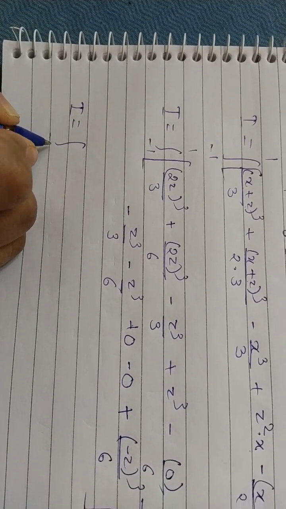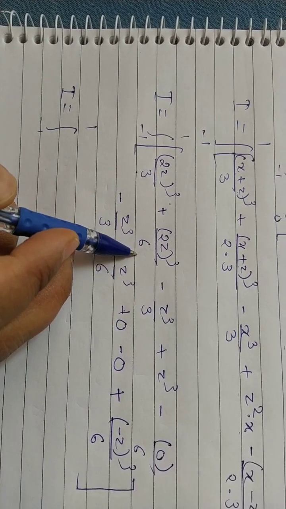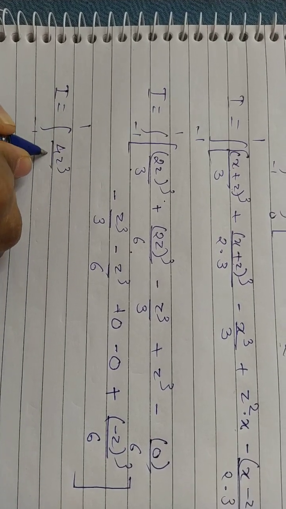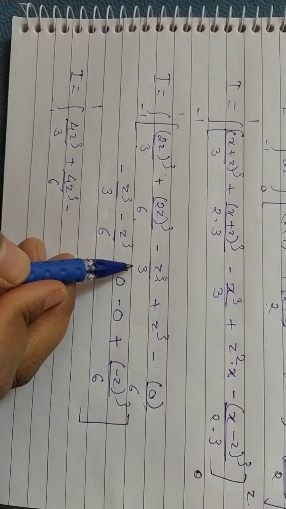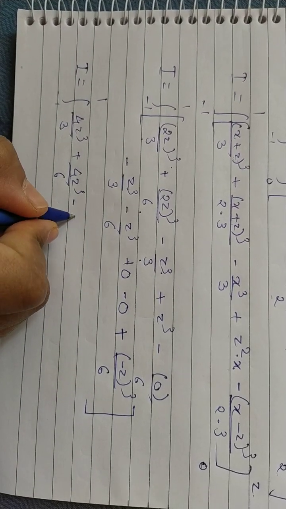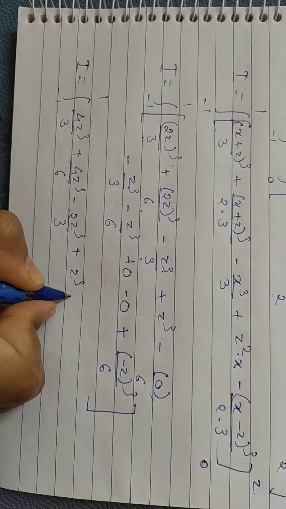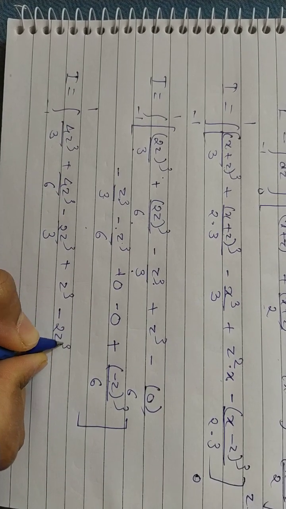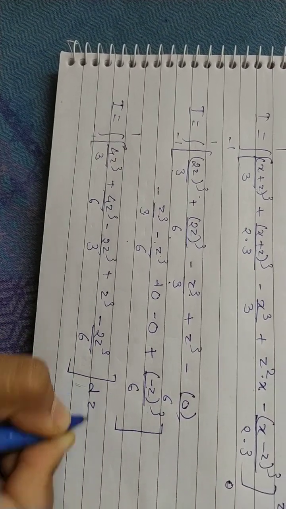So simplify this. Integral from -1 to 1, 4z cube upon 3 plus 4z cube upon 6, minus z cube upon 3, minus z cube upon 3, it's minus 2z cube upon 3, plus this z cube as it is, and here minus z cube upon 6, minus z cube upon 6 is minus 2z cube upon 6. Okay, dz.